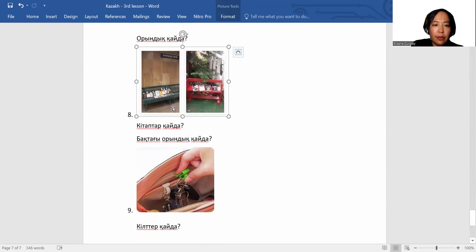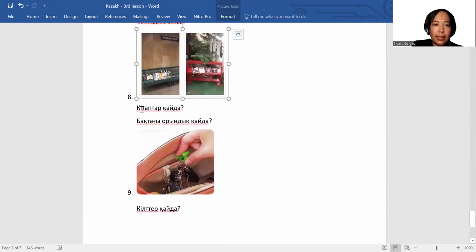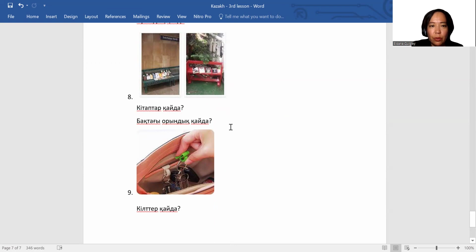Now we have a couple more left. Кітаптар қайда? Where are the books? Are they under or on top of the bench? And the bench in Kazakh is, remember from the first lesson, бақтағы орындық. And I'm asking you a question. Бақтағы орындық қайда? You got it?